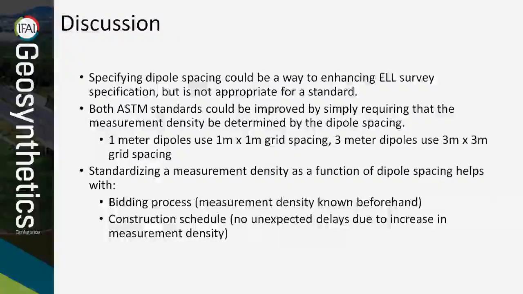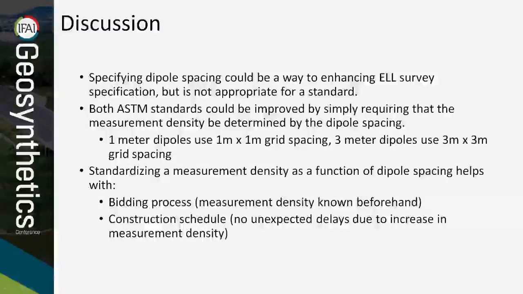Let's discuss the practical implications of these findings. Even though a larger dipole results in a more sensitive survey, it's probably not appropriate in an ASTM standard to specify exact dipole spacing. However, project-specific specifications are the appropriate place to specify a dipole width in order to maximize the survey sensitivity. As far as the ASTM standards go, they could definitely be improved by simply requiring that the measurement density is determined by the dipole spacing. So a 1 meter dipole uses a 1 by 1 grid, 3 meter dipoles use a 3 by 3 meter grid.